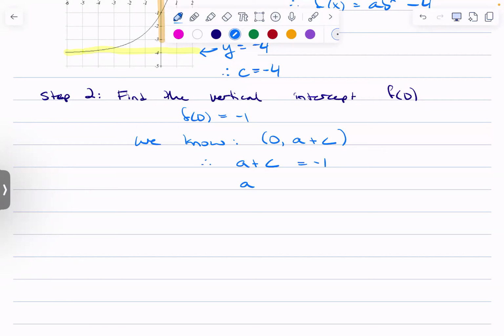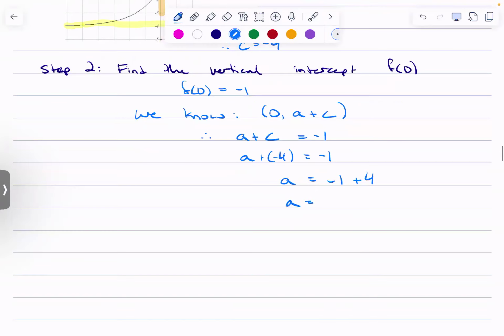But a plus -4 is equal to -1. So a must be -1 plus 4. So a in this case. Great.